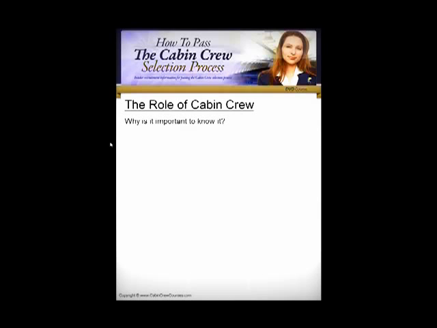Okay, let's get straight into this. I teach people before they apply to become cabin crew to understand the role. Okay, the role is crucial to your success. You need to understand the role because, as you can imagine, lots of people apply to become cabin crew every year and they think they've got an idea of what the role involves, but they haven't got a thorough knowledge of it.